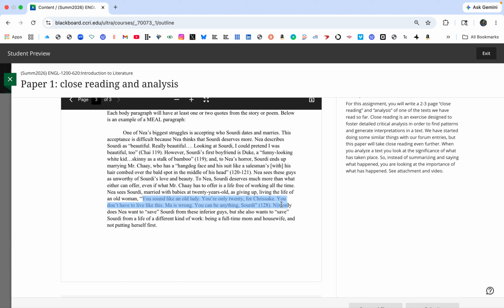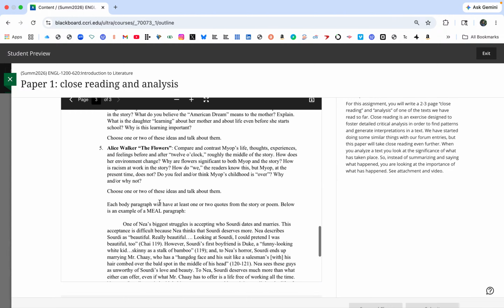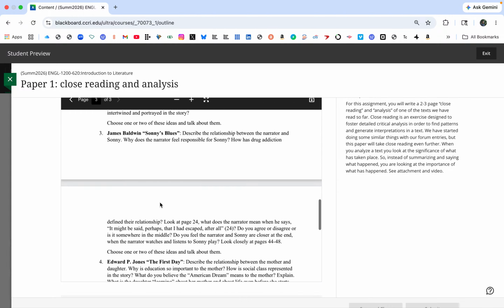And I have another quote here. You don't need this, but if you have one quote, that's fine. This is one of my favorite quotes in the story, though. "You sound like an old lady. You're only 20, for Christ's sake. You don't have to live like this. Ma is wrong. You can be anything, Sortie." And then here's my analysis and link. Not only does Nia want to save Sortie from these inferior guys, but she also wants to save Sortie from a life of a different kind of work, being a full-time mom and housewife and not putting herself first. So there's an example of a meal paragraph.